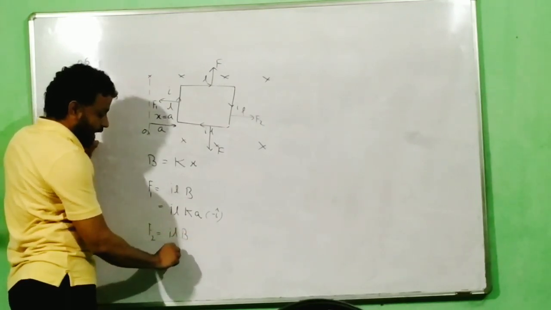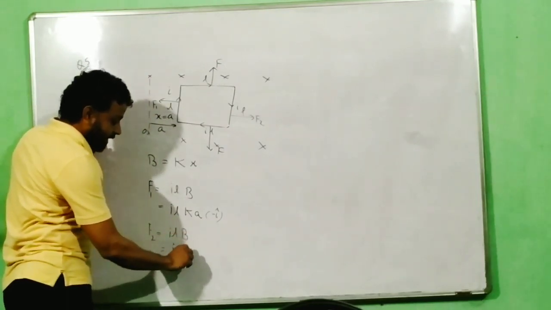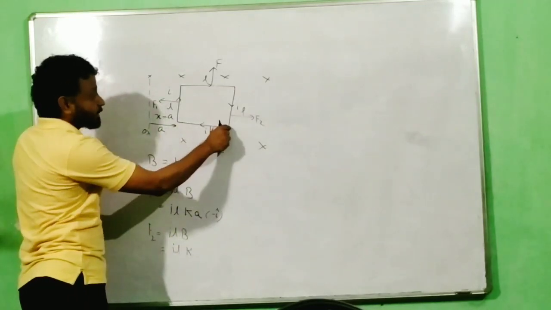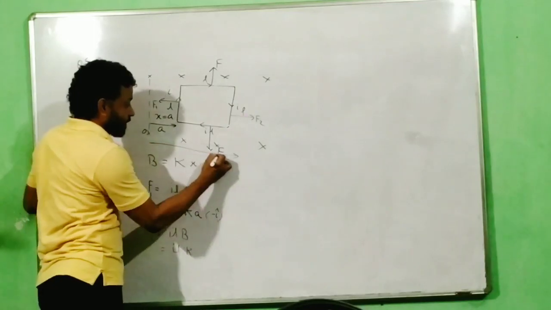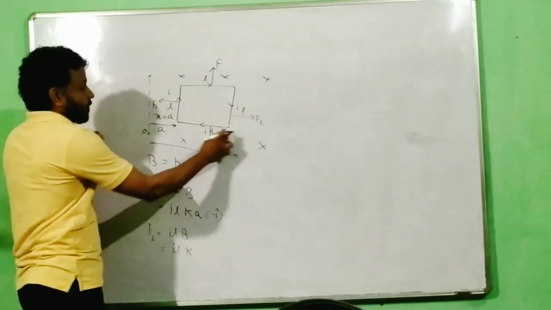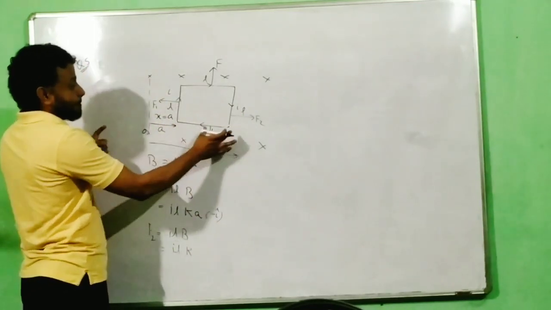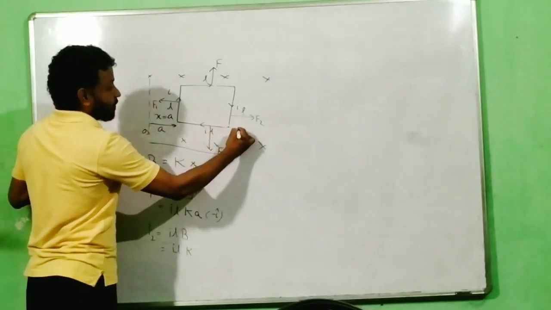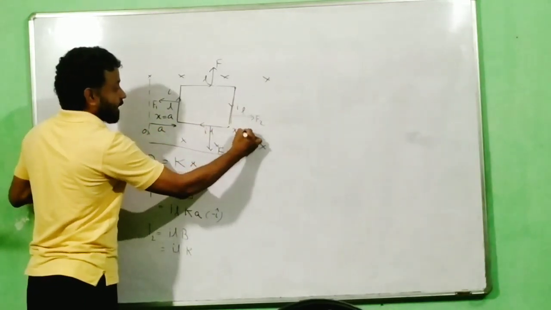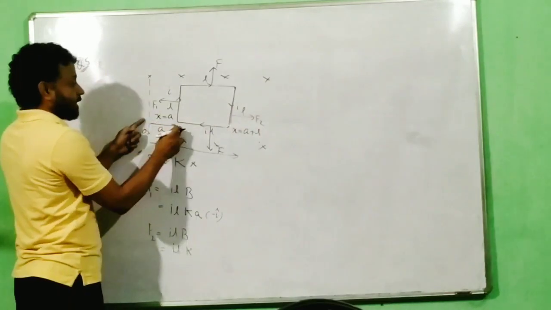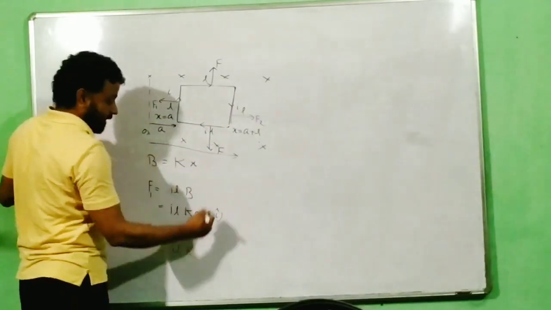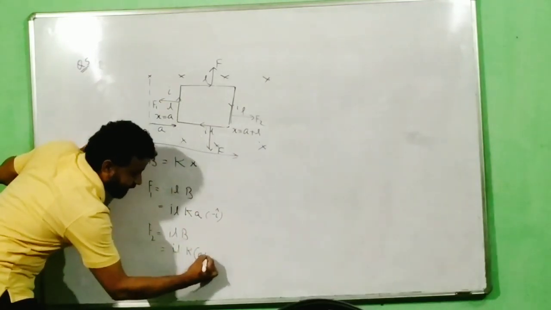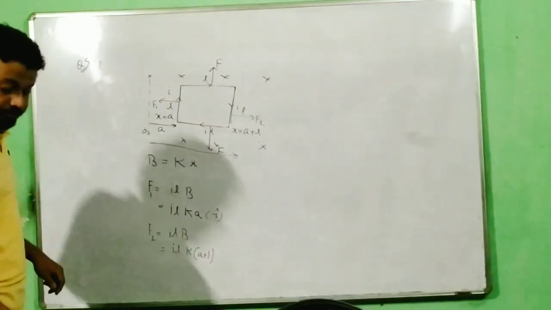That is equal to I L. B is how much? B is K times of, what is the value of x for this wire? The value of x for this wire at this point will be equal to A plus L. A till here, and then this length is L, so the value of x becomes A plus L. So here it will become I L K into A plus L. Direction plus.